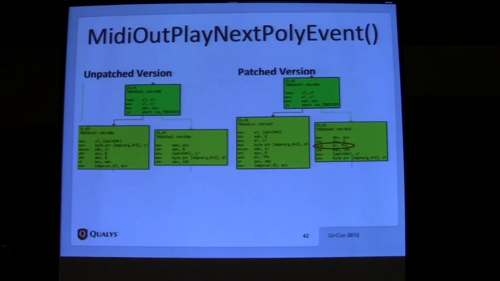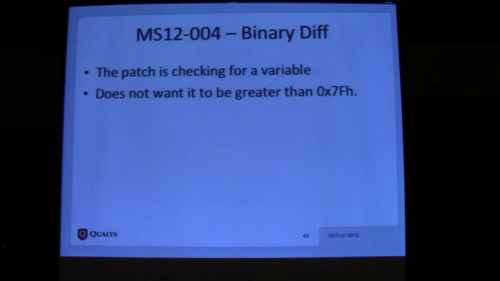But in the patched version, Microsoft is explicitly checking one variable, and it is not happy if the value of that variable is found to be greater than 7FH, so it is reduced to 7FH. So this is the only change that was made by the function. So what was the change? The patch is checking for a variable. It does not want this value to be greater than 7FH.